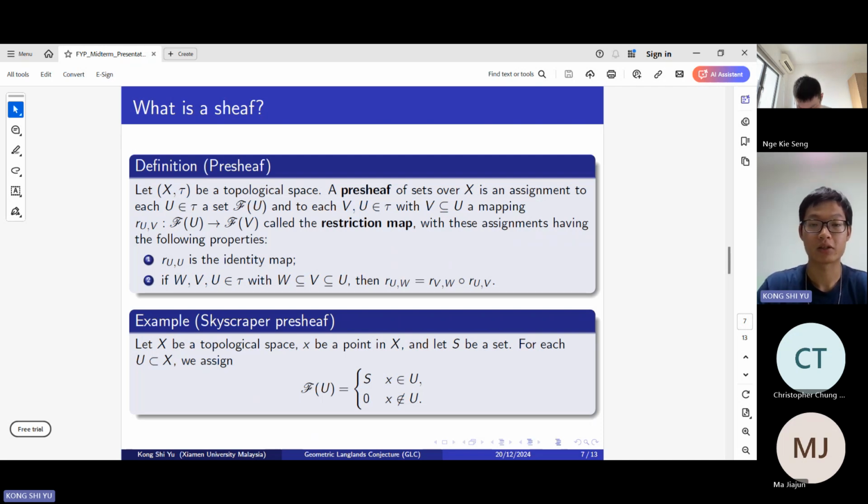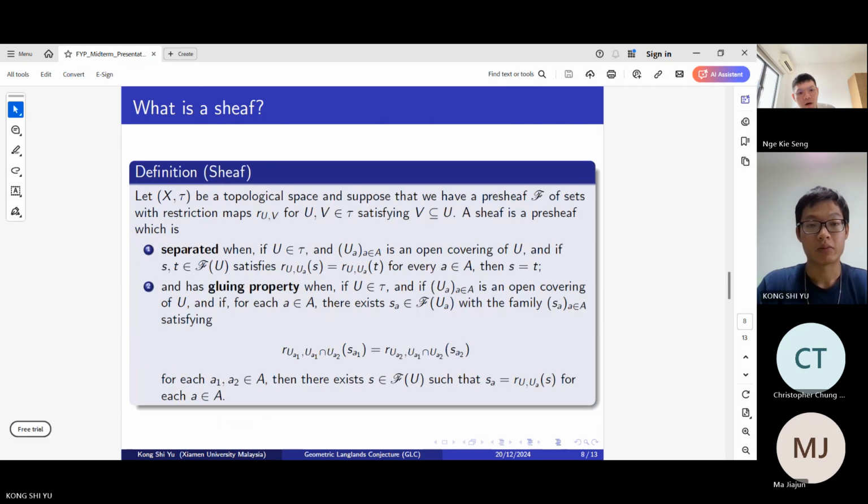So the presheaf is defined as follows, and there are maps inside, and one can look at a simple presheaf example, the skyscraper presheaf. And once we have presheaves, we can get to our main goal, which is the sheaf, by letting our presheaf satisfy more relations as follows: our presheaves must be separated and have the gluing property, and they have to follow the details inside.